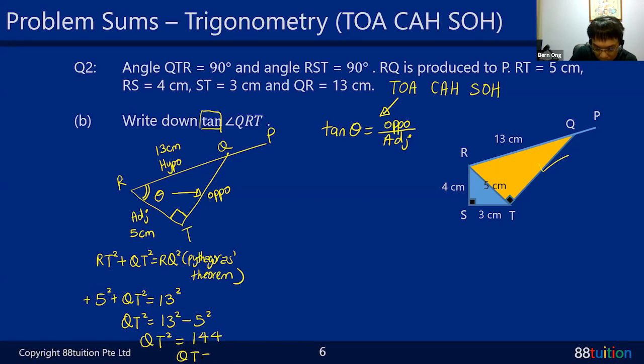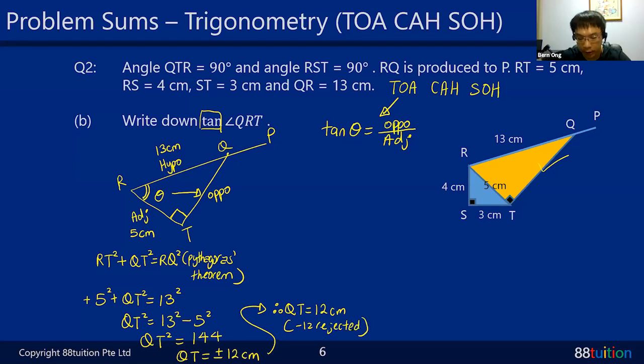Be careful. The square root of 144 is not only 12, but plus or minus 12. You have to know this. Then you give a final conclusion. Therefore, QT is equal to 12 cm, and you reject the negative 12. Can you see that?